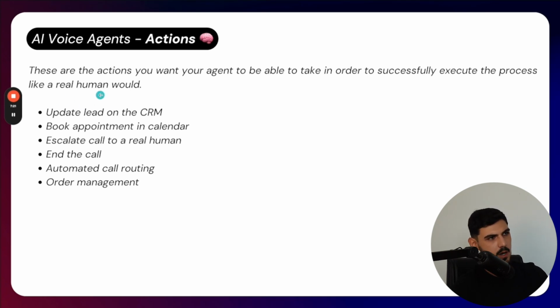So some examples of actions you can instruct your agent to be able to take could be update a lead on the CRM. Maybe every time somebody calls to book a reservation for your restaurant or something, you want to add that person in a certain CRM that you're using, or maybe your client's CRM. You can actually do that. Book an appointment in a calendar or manage those appointments.